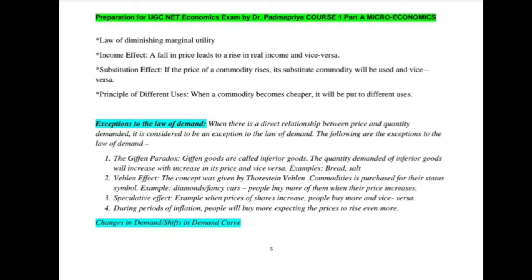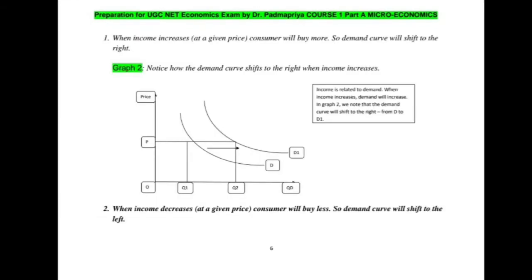Now we go on to study the changes in demand or shifts in the demand curve. When income increases, consumers will buy more, so the demand curve will shift to the right. Let us take graph number 2, where we see that the demand curve is shifting from D to D1 when income is more. It is nothing but that at a certain price level of P, the demand will increase from D to D1 when the income rises.